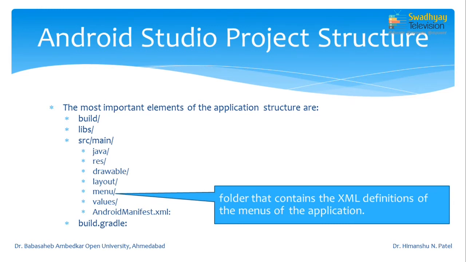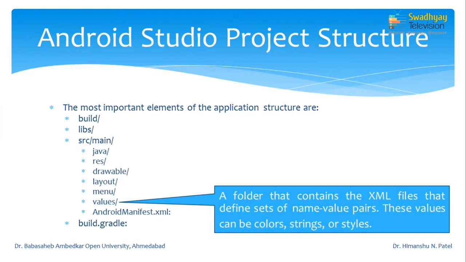By default, Android creates a single menu with the name settings for you. Next is values. Android suggests you specify even strings as a resource. Whatever string you have used in your project should be specified as a resource, and this is mentioned inside the string.xml file.